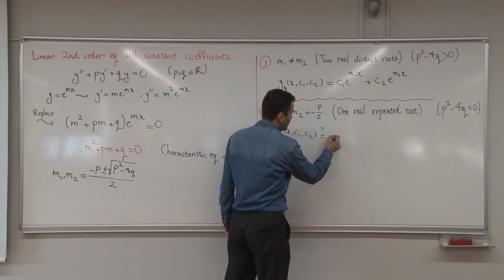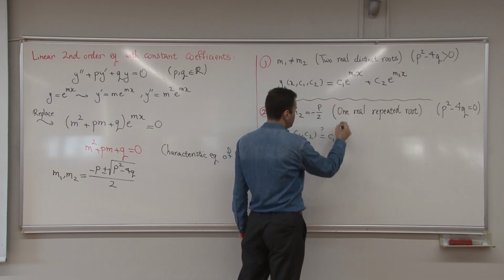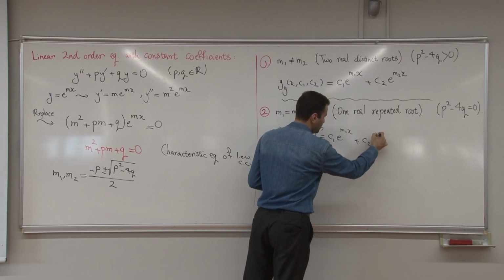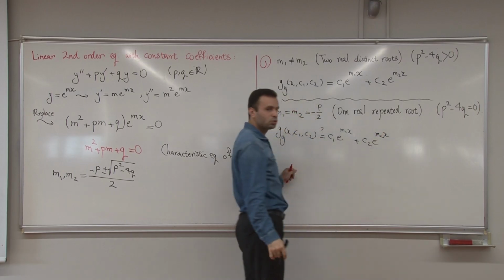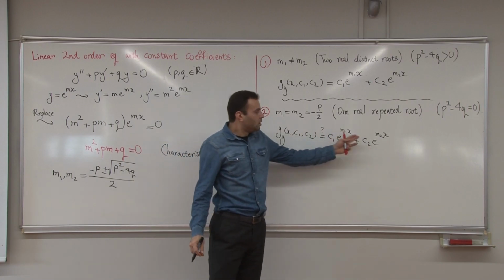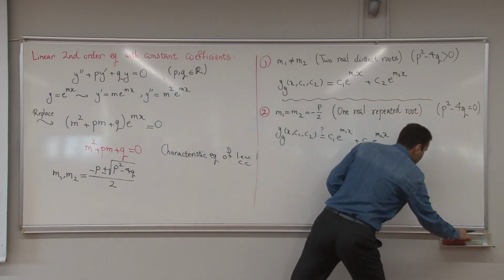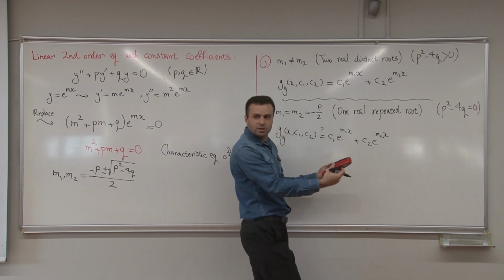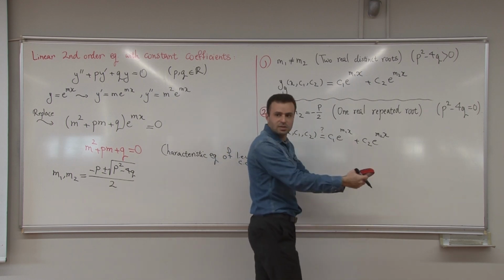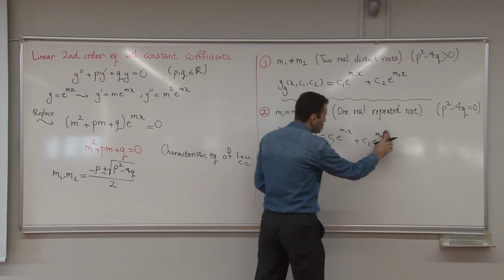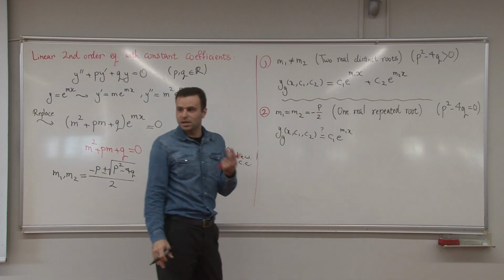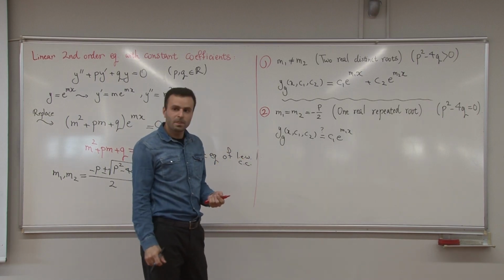Can I write this as C1 times e to the power of m1x plus C2 times e to the power of m2x? No, because m1 and m2 are equal, so we need to put x beside the second. Yes, definitely. Since these two are the same, they are not linearly independent. One is 1 times the other. So this is not a good idea. So how can we find the second linearly independent solution?